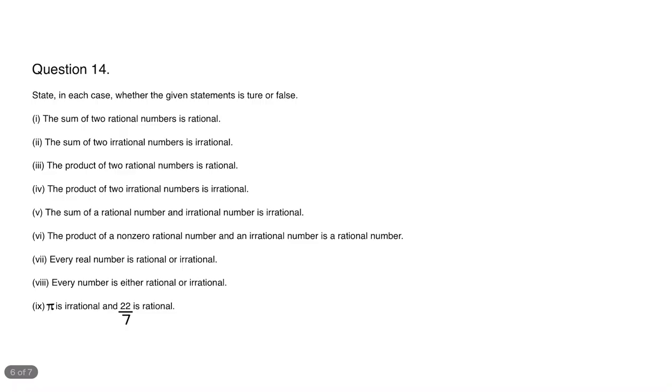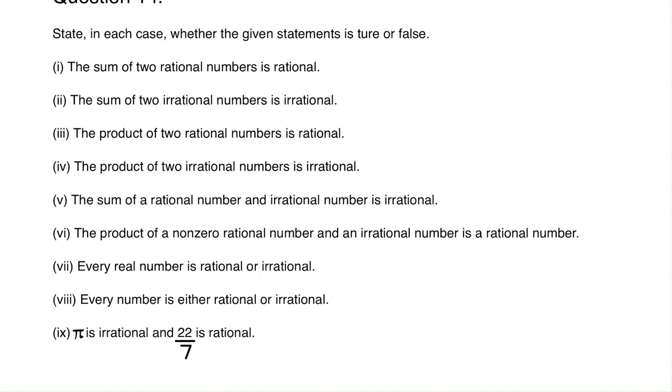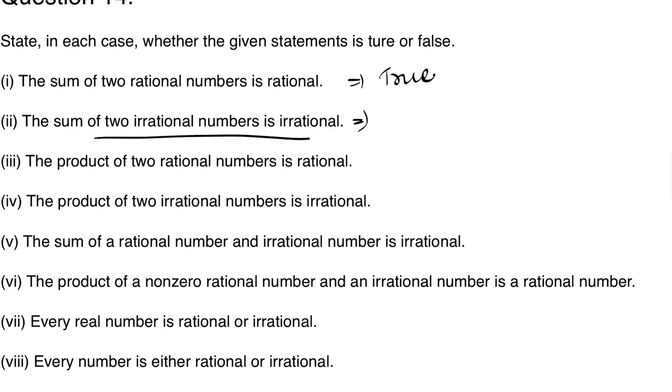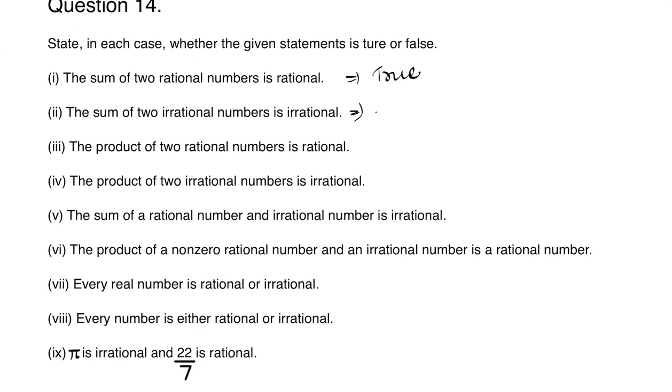Now this is the true and false question. The sum of two rational numbers is rational. Yes, this is true. For example, 4 is a rational number and 5 is also a rational number. The sum is 9, which is also a rational number. Now, the sum of two irrational numbers is a rational number. This is not always true, because we have learned some examples for this statement in question number 5. So this is false.